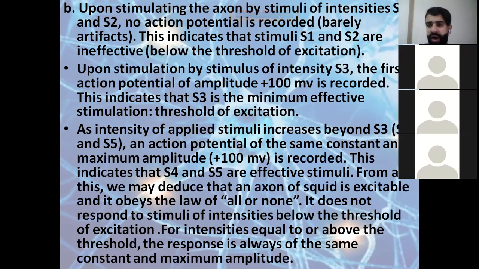From all that we have covered here, this can be deduced that the squid axon is excitable and it obeys the law of all or none. Either we have an action potential or we don't have one at all. So it responds to the stimuli that are above the threshold, while it does not respond to stimuli below the threshold of excitation. This can be explained by the same amplitude, so it obeys the law of all or none.